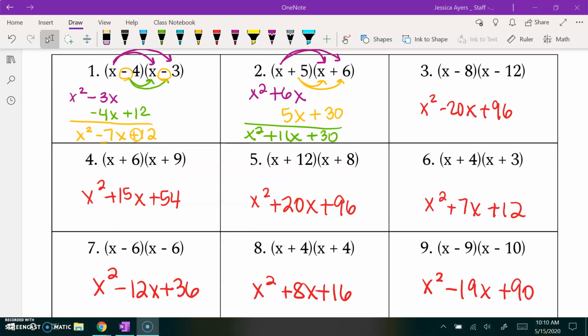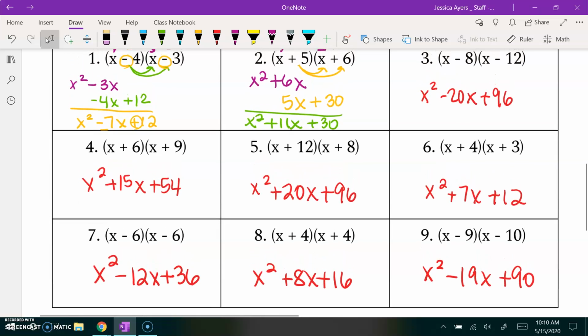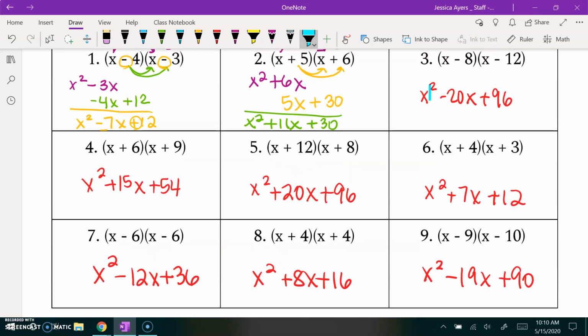Now that you've had some time to work through all these problems, let's take a look now and see what do we notice about our answers. So one thing that I noticed is that the leading term of all of these polynomials is simply x squared. And that's because we just have x times x as the first term in each of our binomials. So we end up with just an x squared.